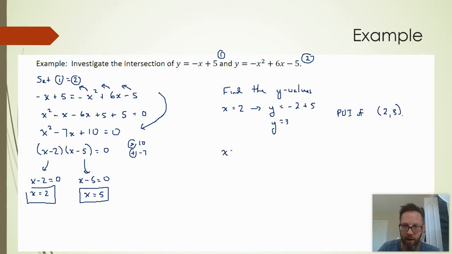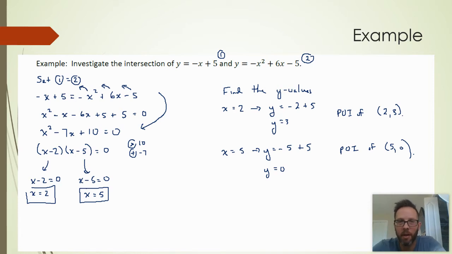And when x equals 5, we plug in negative 5 plus 5, and we get y equals 0. So this gives a second POI of (5, 0). And if you go back and check, those were precisely our two points of intersection. And this is how you will solve linear quadratic systems.